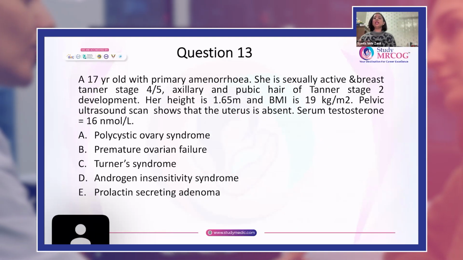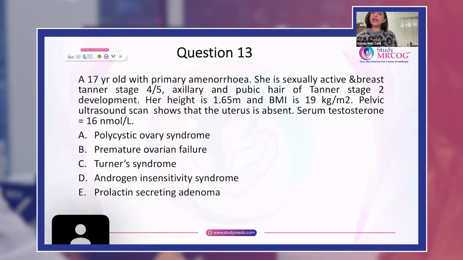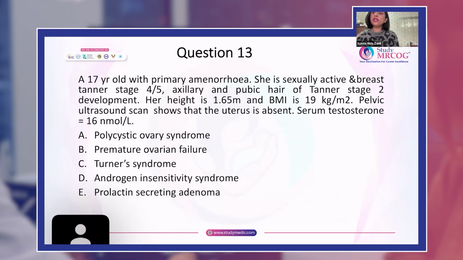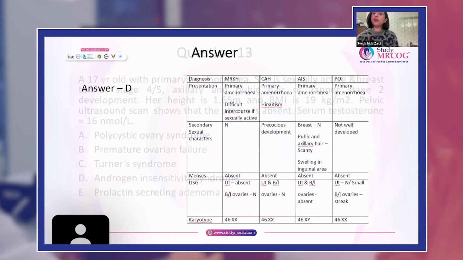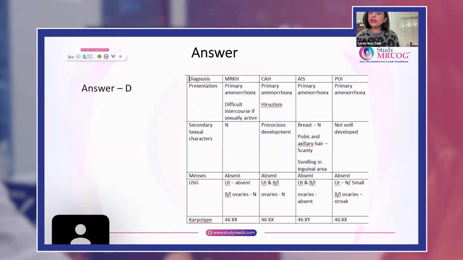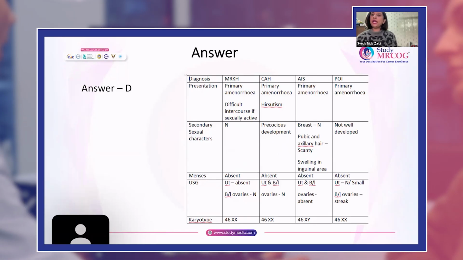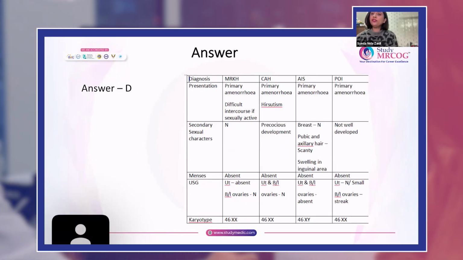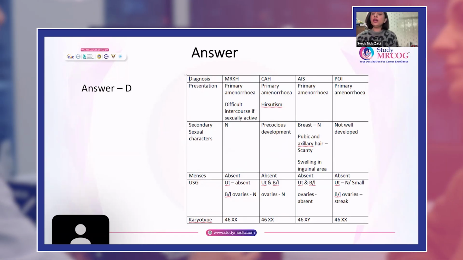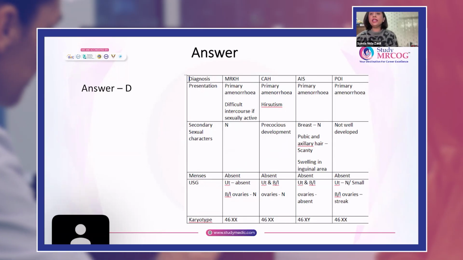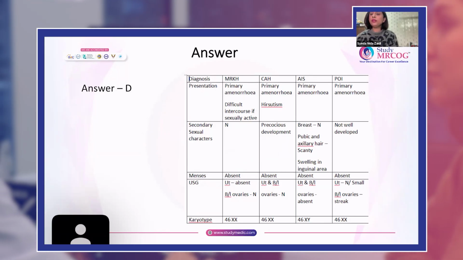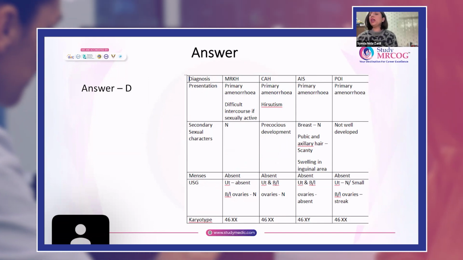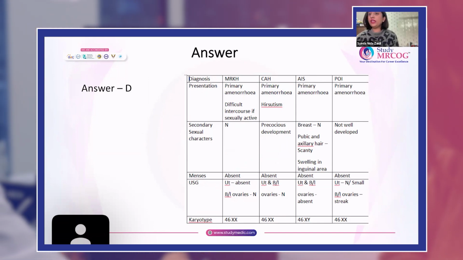In most of these patients, the axillary and pubic hair is not as well developed as the other stages of development. So in this case, there is a small chart that you can use to make a diagnosis. If she had absent menses with normal secondary sexual characteristics and an absent vagina, the most common thing that must come to mind is Mayer-Rokitansky-Kuster-Hauser syndrome. Apart from that, if she has sudden onset of hirsutism, we can think of congenital adrenal hyperplasia.